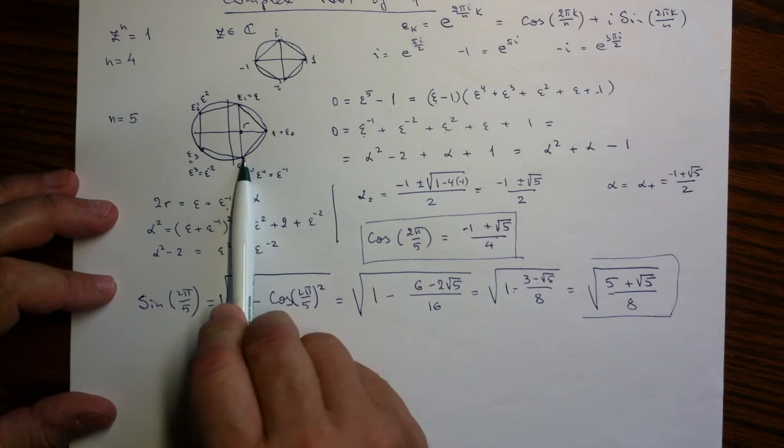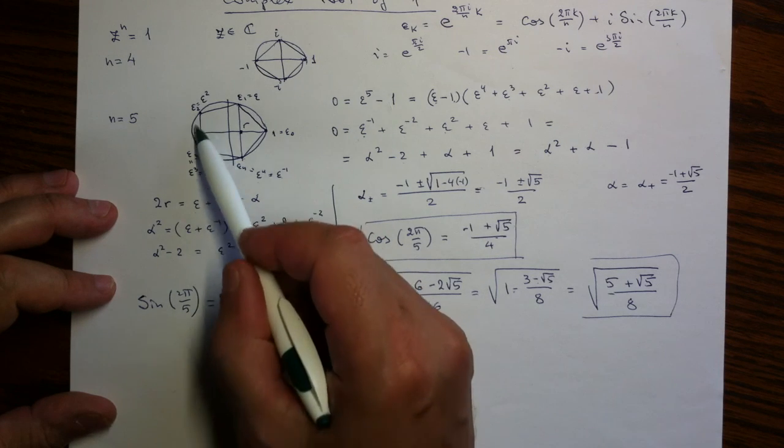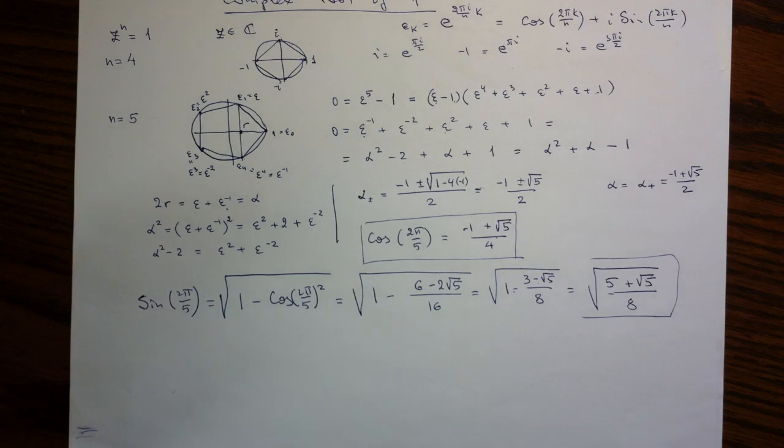So determining the position of epsilon inverse is easy. We just need to choose the negative square root for the sine. Determining the positions of the epsilon squared is a good exercise, which I'll leave to you. See you later.